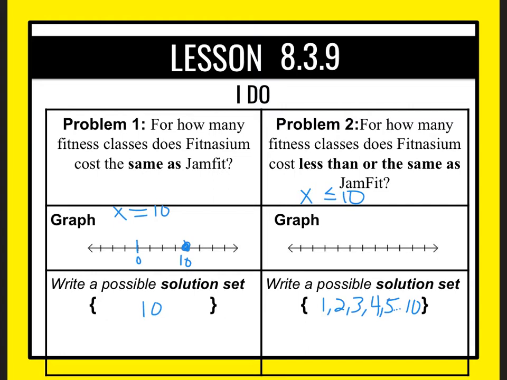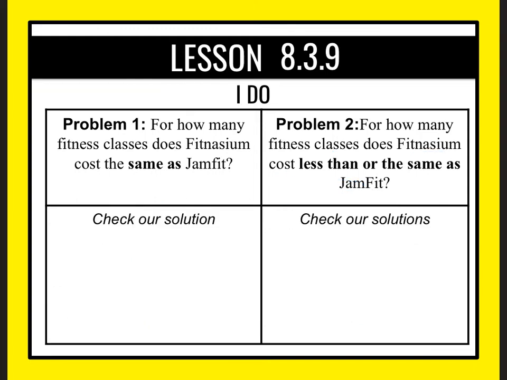Okay, so when I think about what that looks like on a graph, if here's 0, I can definitely take 1 class, and it's going to cost less than or equal to JAMFit. 2 classes, 3 classes. So my solution set is a variety of solutions for this situation, because I'm just wanting to know how many fitness classes it will be cheaper at Fitnasium than at JAMFit. According to my solving, I must take less than or equal to 10 classes for it to be cheaper at Fitnasium. Okay, so let's actually test this.